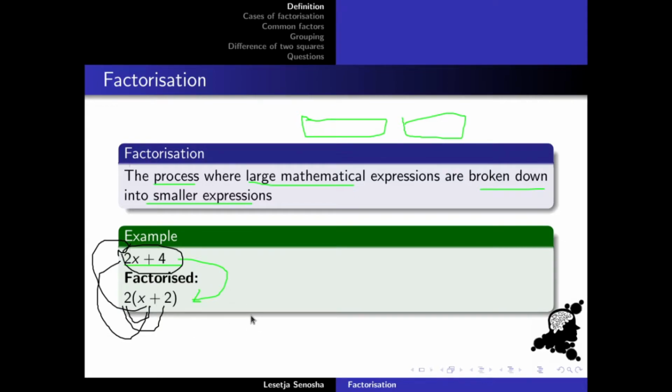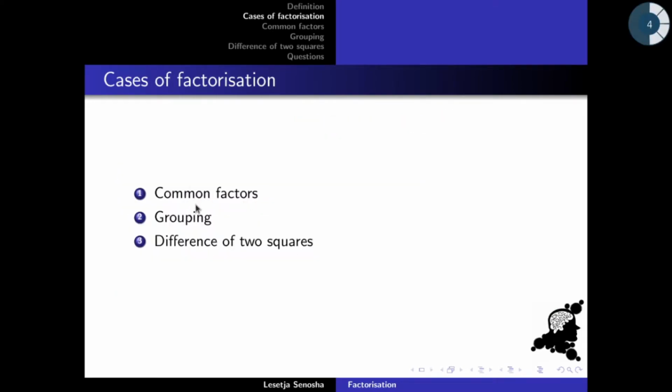Now let's move into the cases of factorization. Sometimes you have to factorize by using common factors. Well, most times you have to factorize by using common factors. Inside an expression, you look for the highest common factor of each term and then factor it out, and become left with a smaller compounded version of the expression.